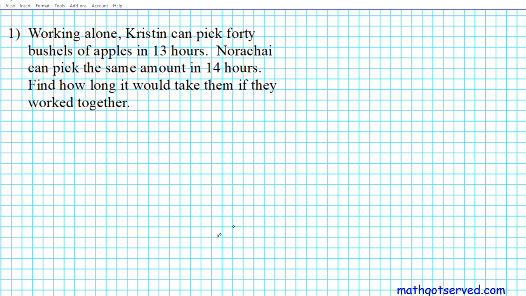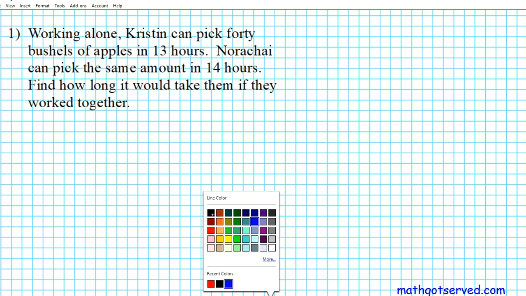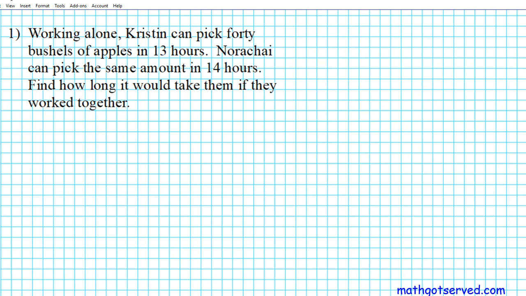Let's take a look at question number 1. It reads, working alone, Kristen can pick 40 bushels of apples in 13 hours. Narachai can pick the same amount in 14 hours. Find how long it will take them if they work together. Let's go ahead and solve this problem. We know what our formula is, so we need T1, T2, and T combined. Let's call Kristen 1 and Narachai 2.